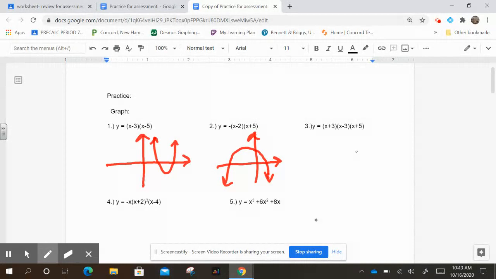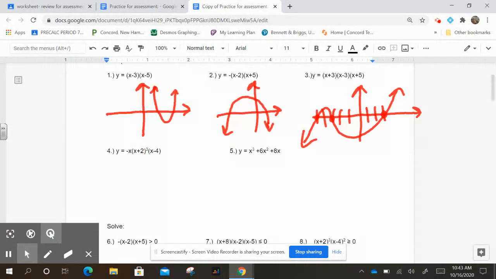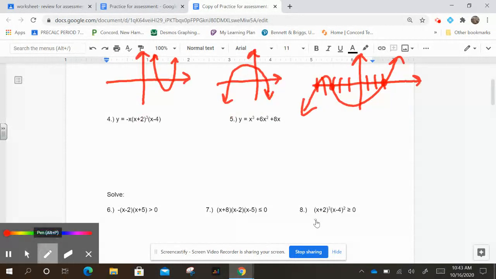Okay, and then they get to be a little bit harder after that. So this is going to be to the third degree. It's going to go through -3, 3, and -5. This is degree 3, leading coefficient's positive, so it's going to come down like that and like that. And then they start to get a little bit harder.